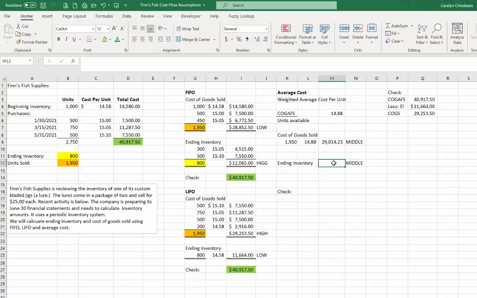Okay? All right, so our ending inventory, how many units do we have in ending inventory? 800 units. Again, the cost is $14.88. So our ending inventory is 800 times $14.88. Let's check again to make sure. So we're going to take our cost of goods sold, add our ending inventory, and we get the same number. Okay, our cost of goods available for sale.